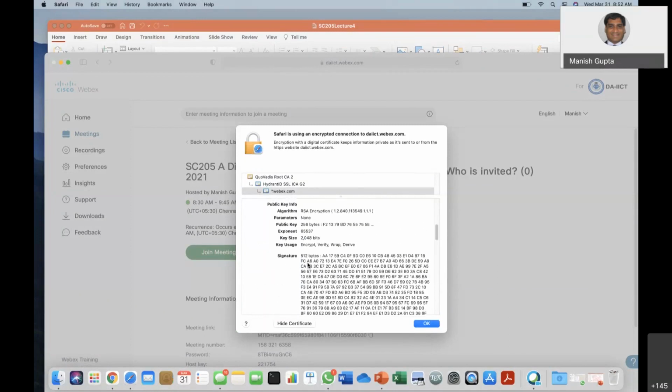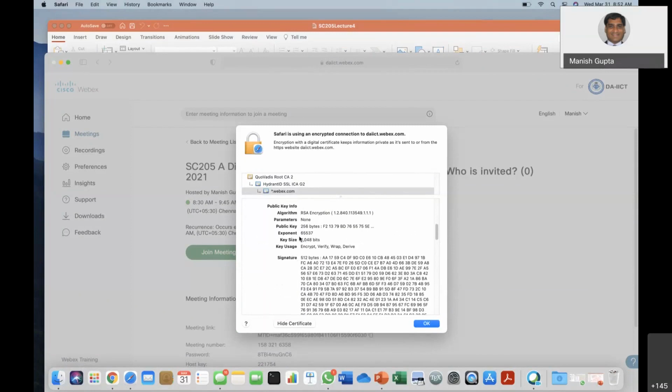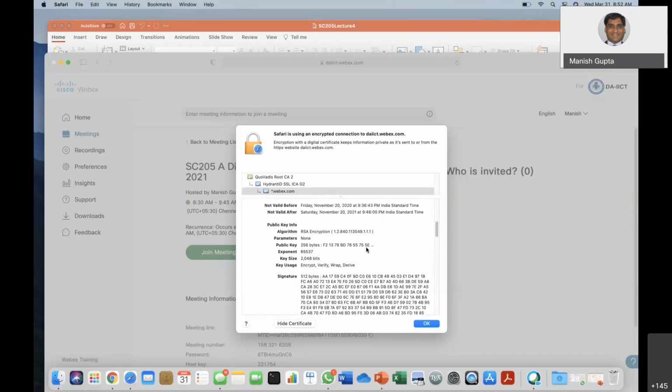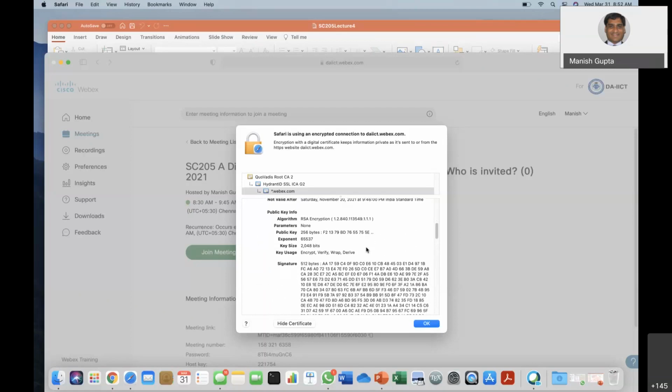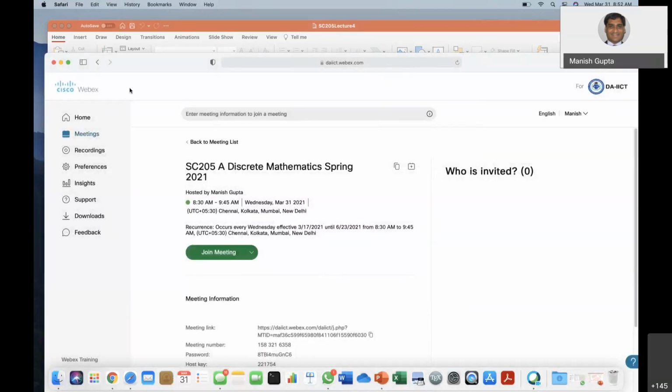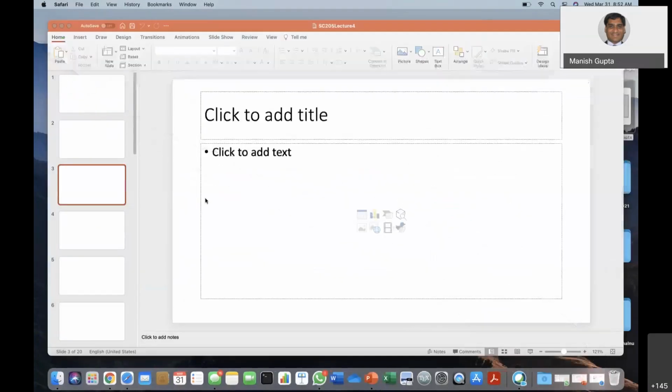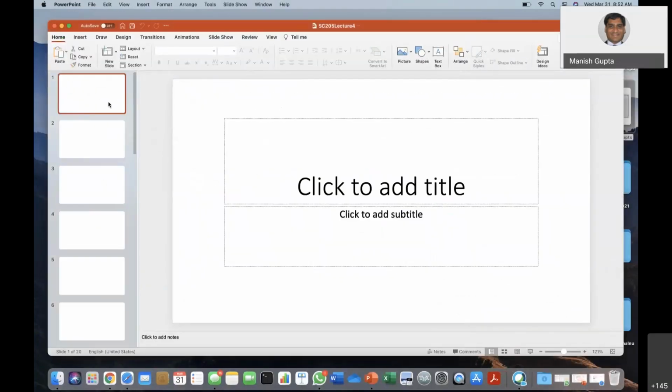So this is the thing. Yeah, exponent is given here. E is this. E size is 2048 bits, right? And this is the signature. Okay. So this is what you can do. You can see in any secure website, you will see this. Okay, so I think that's all for RSA crypto system.